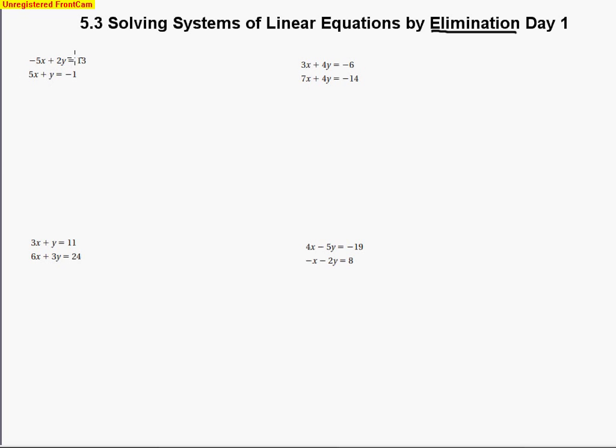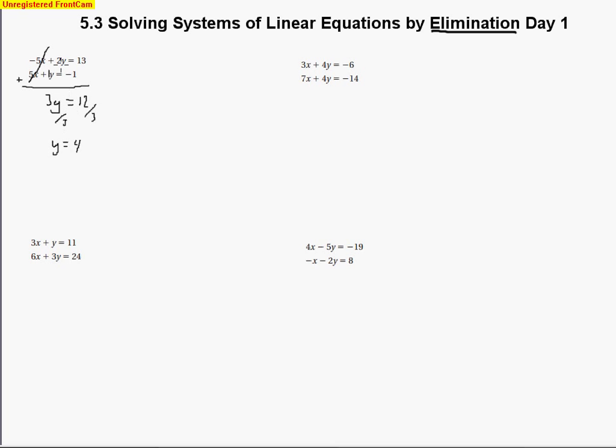Now we can also only do this if everything's lined up. Like here the x's are lined up, the y's are lined up, equal signs and constants are all lined up. So I could go ahead and add these two equations together. The x's will cancel out, leaving me with 3y. I got 3y because 2y and 1y make 3y. 13 plus negative 1 is going to end up giving us 12. And so I divide by 3, and I have y is 4.